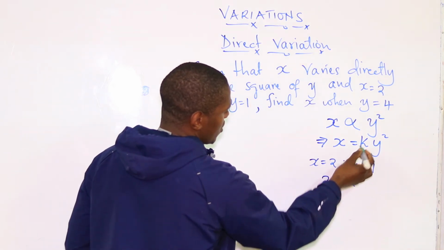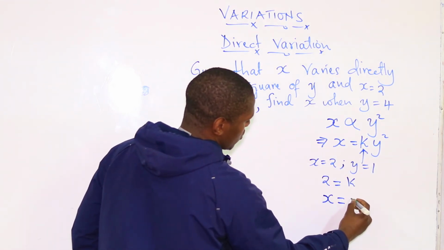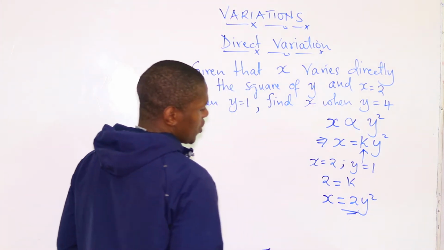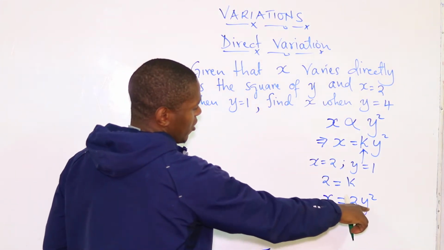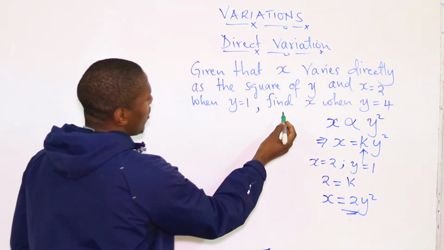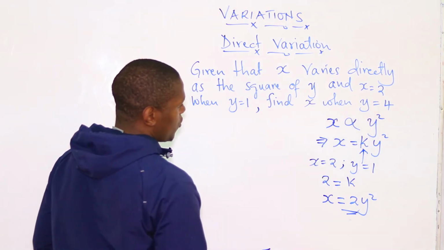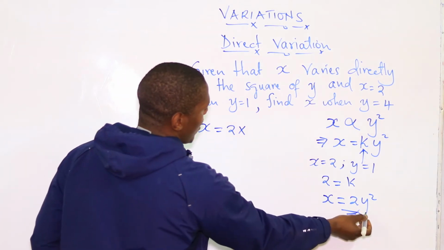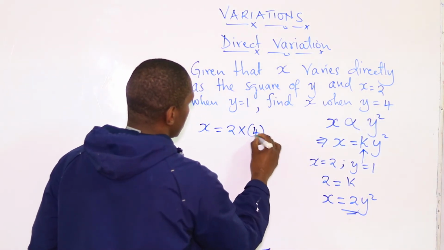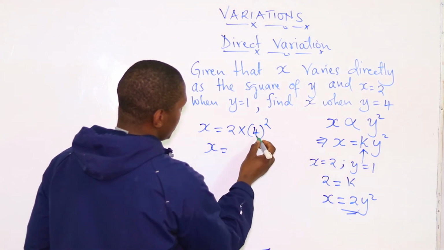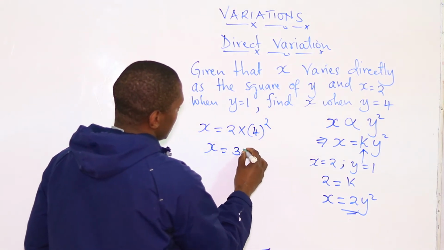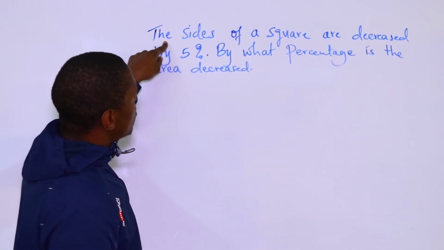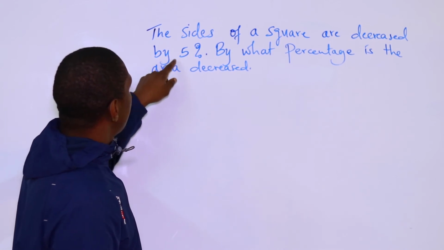So substituting k into this equation, you have x is equal to 2y squared. This is the equation connecting x and y squared. Find x when y is equal to 4. So x is equal to 2 multiplied by y, which is 4 squared. So our x is equal to 4 squared, which is 16, times 2. That will be 32.